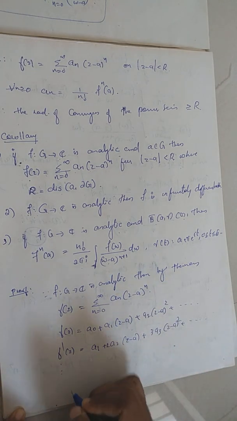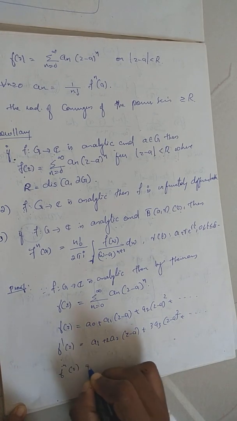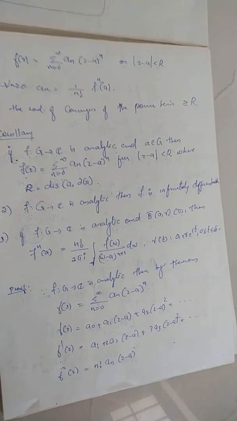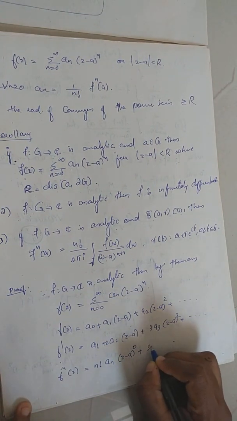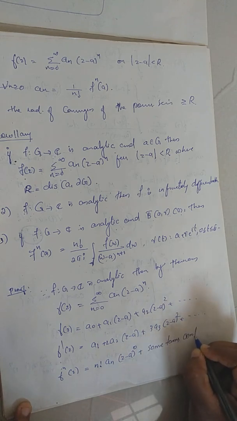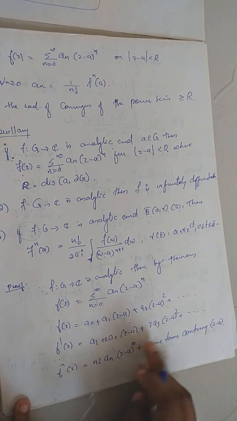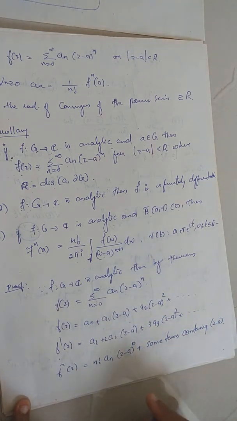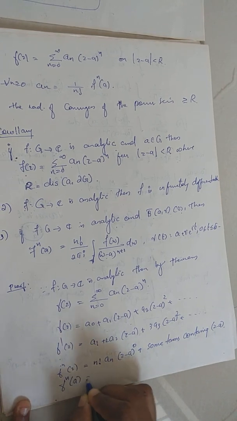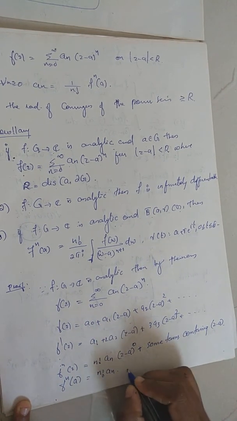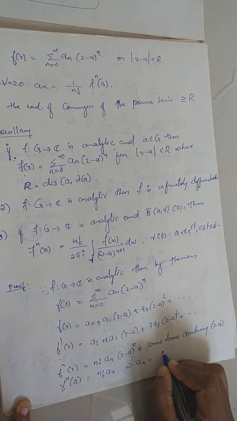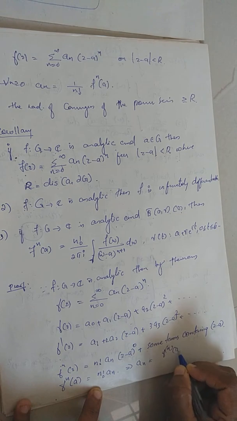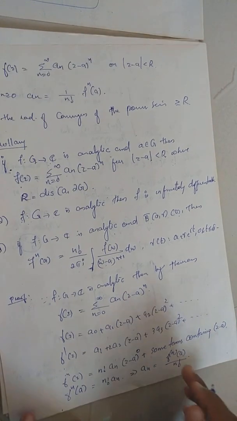So when you find all the derivatives, at the nth stage we get the nth derivative of f at z equal to n! a_n (z − a)^0 plus some terms containing (z − a). At the nth stage, the power will be 0, plus some terms containing (z − a). So what will happen? The nth derivative at a will be n! a_n itself, which implies a_n is equal to the nth derivative of f at a divided by n!. So a_n has this representation.